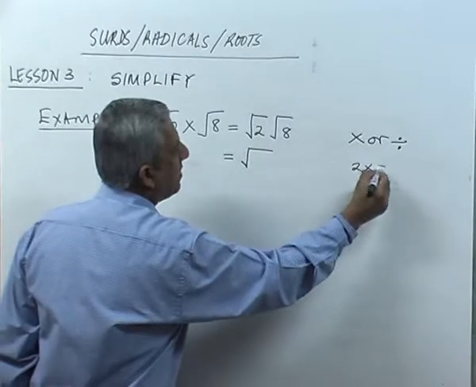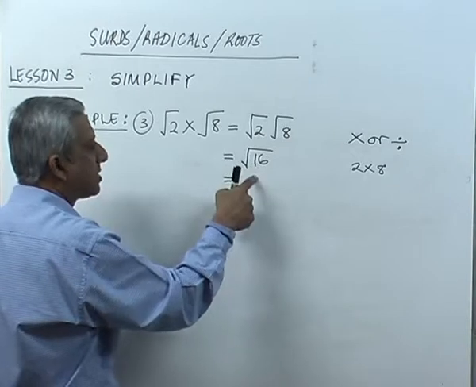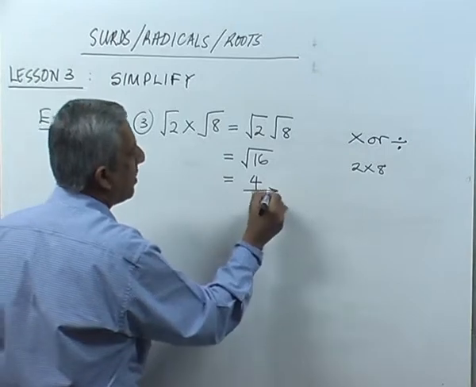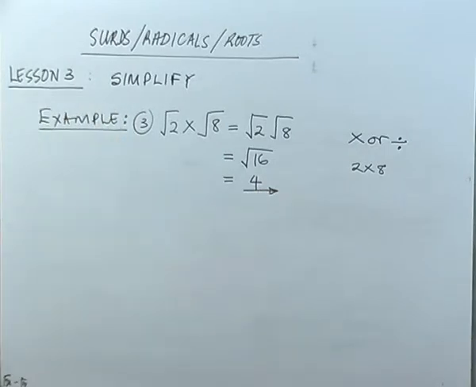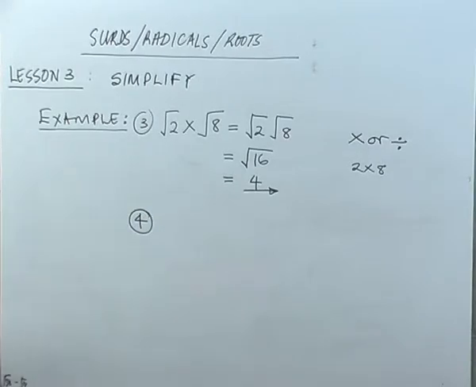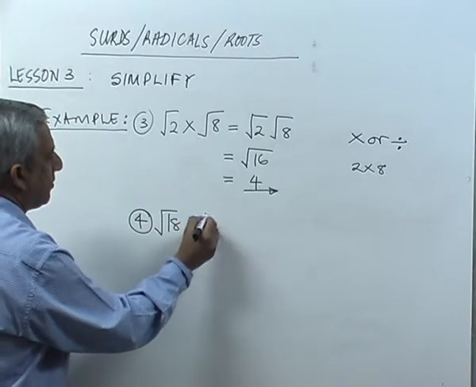So you're going to multiply 2 times 8. If you multiply 2 times 8, you get 16. And when you look at 16, you say, oh, I know what the square root of 16 is. It is 4. So you have now simplified it and brought it down to 4. Right. So you will have to look at each question and then decide what to do. Let's look at number 4. In number 4, we got square root of 18 divided by square root of 2.